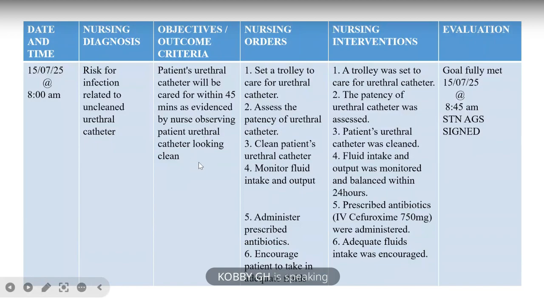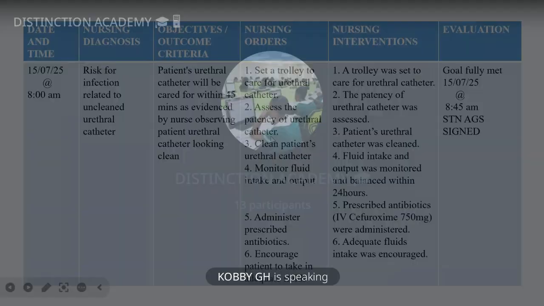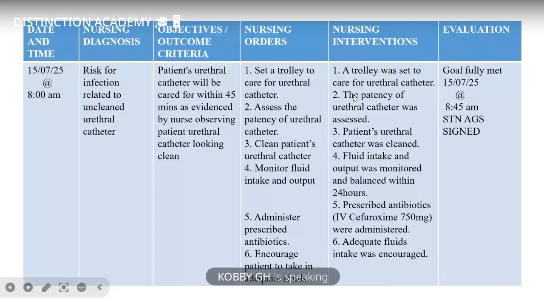Nursing order: set a trolley to care for urethral catheter. A trolley was set to care for urethral catheter. You can even add assessments. You see, assess the patency of urethral catheter. You see, assessment is here. The patency of urethral catheter was assessed. Clean patient urethral catheter. Patient urethral catheter was cleaned.